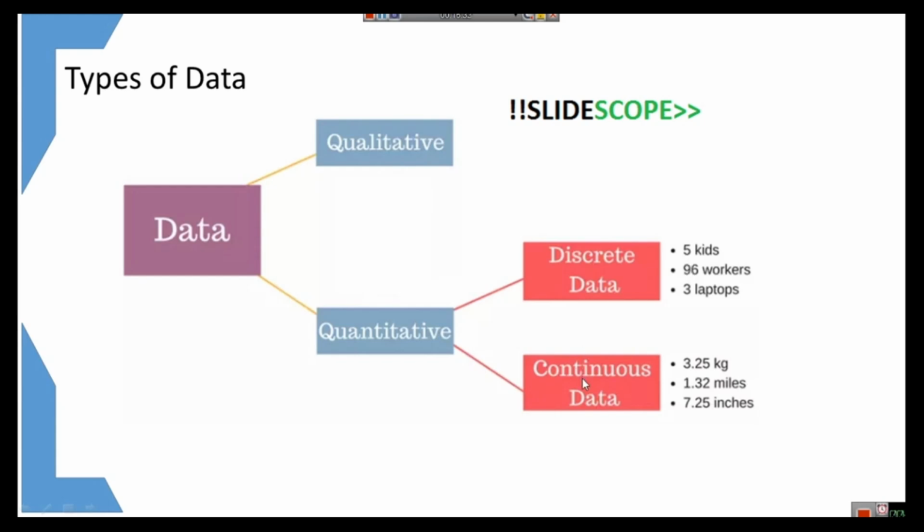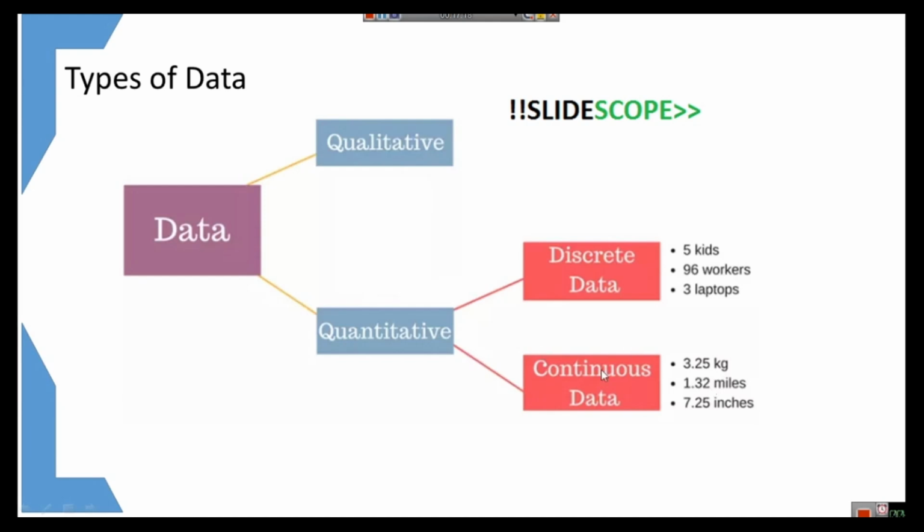In case of continuous data, there are basically units like 3.25 kg. This is a continuous data. This data can be an attribute to this discrete data, but this data is continuous. For example, a kid can be of 32.5 kg. 96 workers are there. The salary of each worker can be, let's say, 15,000 rupees. So this type of data where you will find units to define data, or where you can use units to define your data, you can say it is a continuous data.